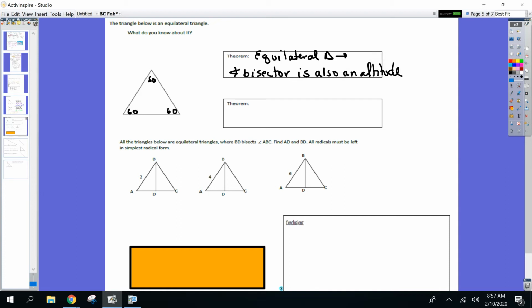And what's an altitude do again? What's the purpose of an altitude? Vertice. Ooh, not mid. Don't say midpoint here. Perpendicularly opposite sides, so it forms a right angle.